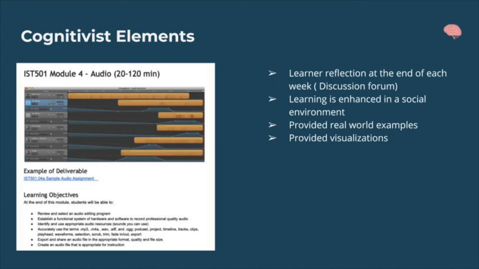The main cognitivist elements of IST501 were the weekly reflections on the process learners used to create the weekly deliverables. Writing a reflection is a metacognitive strategy to help learners chunk information in their brain. There is also an emphasis on real-world examples in the course. All of what we learned was couched in and could be applied to reality. The coursework was hands-on, and many learners were able to quickly apply what was learned to their real-life work. There were also quite a few visuals used in the weekly lesson tutorials.